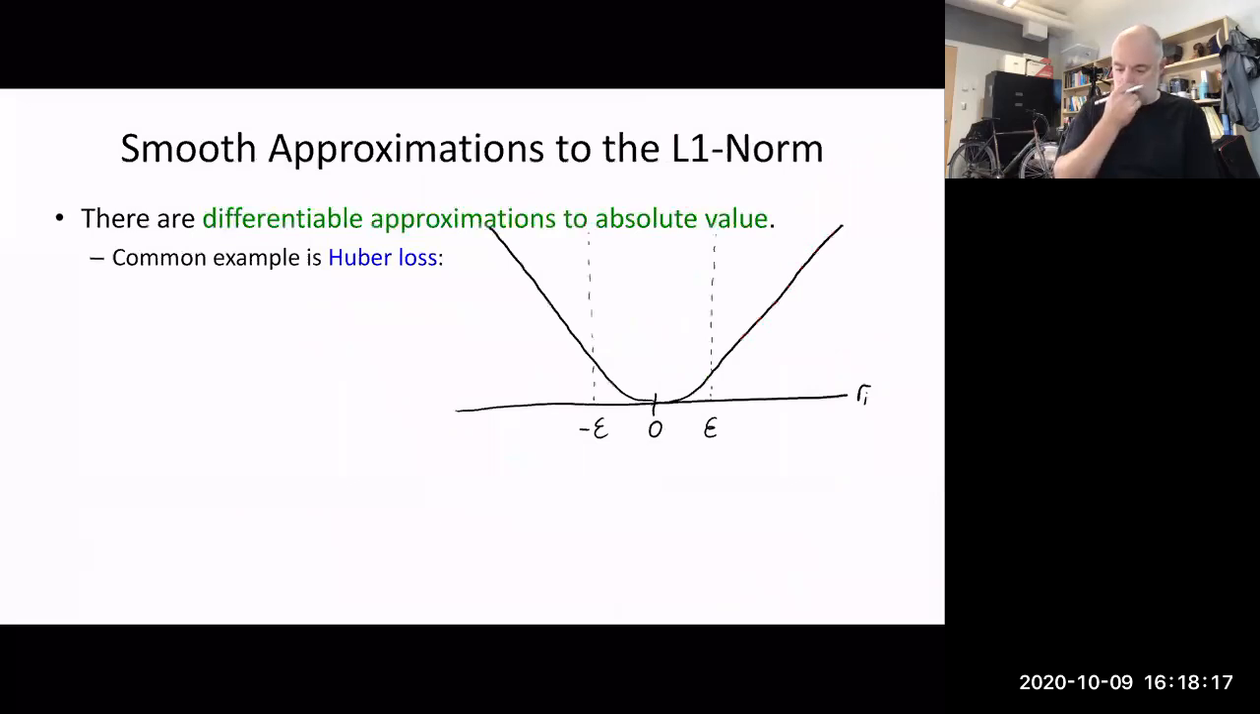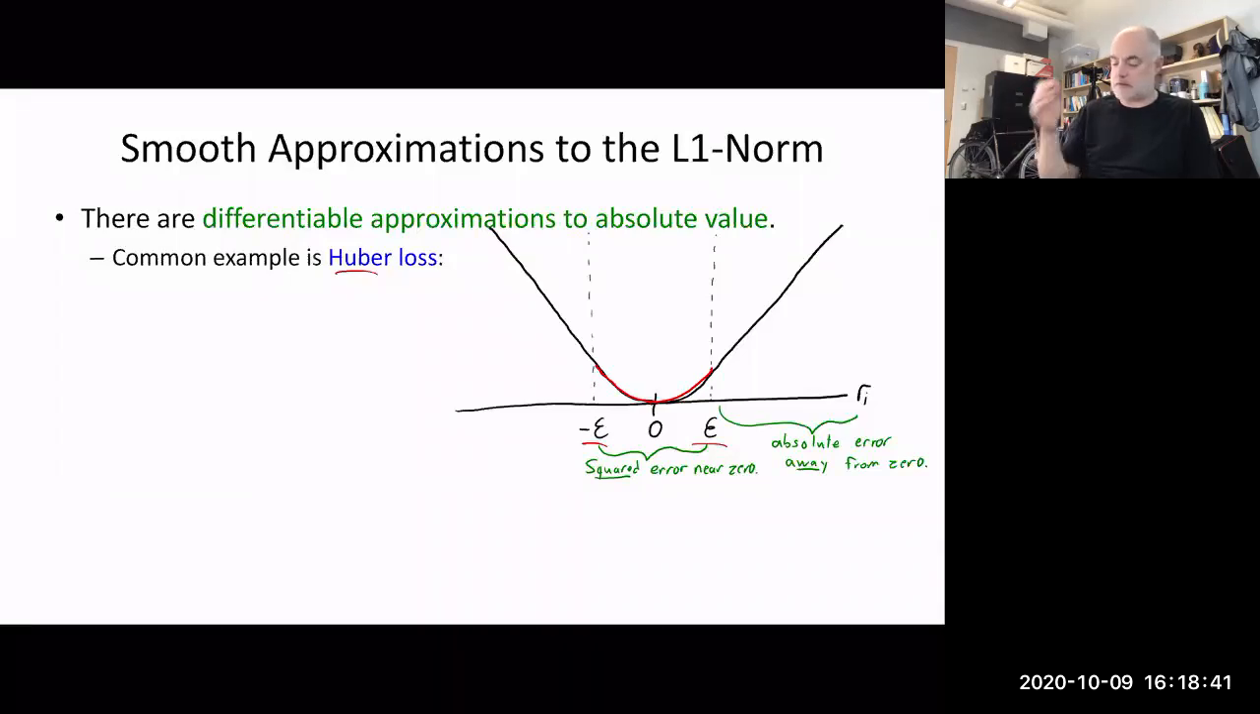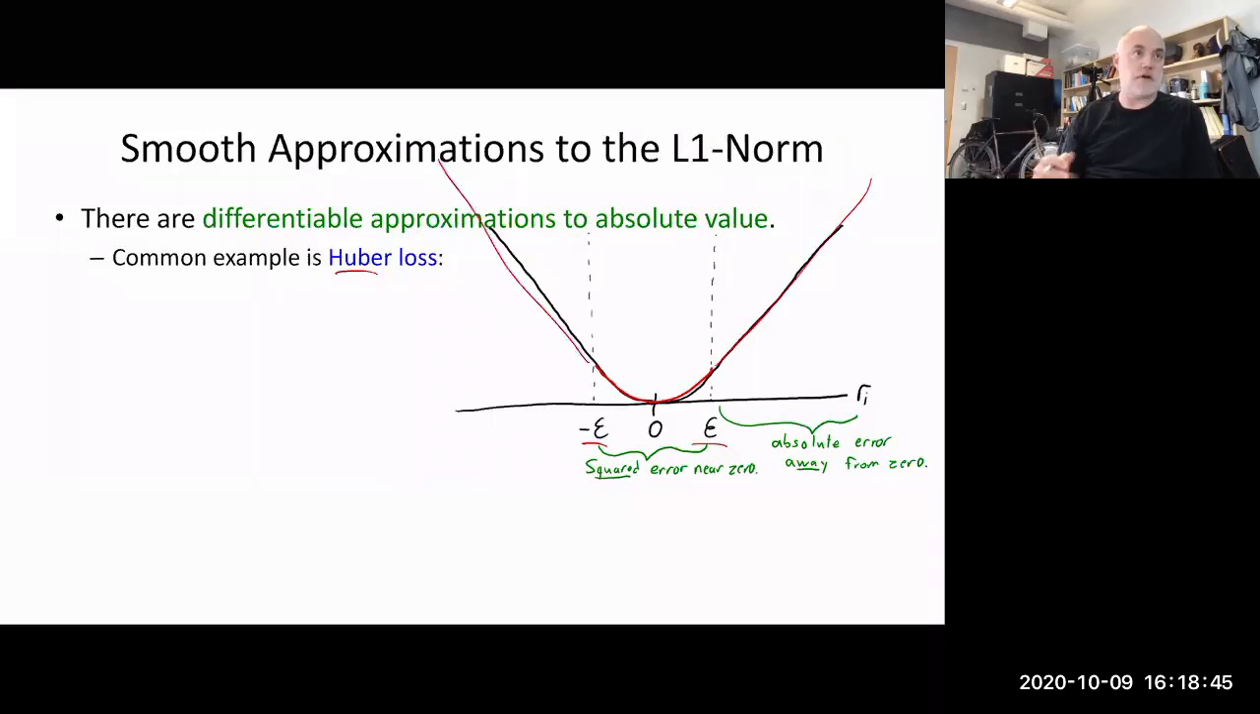Here's an idea: we can make a differentiable, smooth approximation to the absolute value function. One example of this is the Huber loss. We make the loss a quadratic function, squared error, in some range around 0, from minus epsilon to epsilon. Epsilon you can pick whatever you want. Away from that, it's just the absolute error, so it tails off linearly.